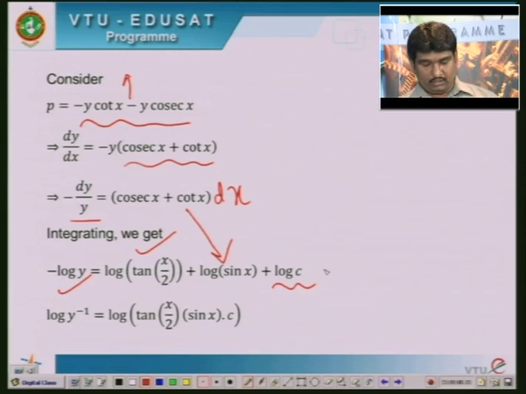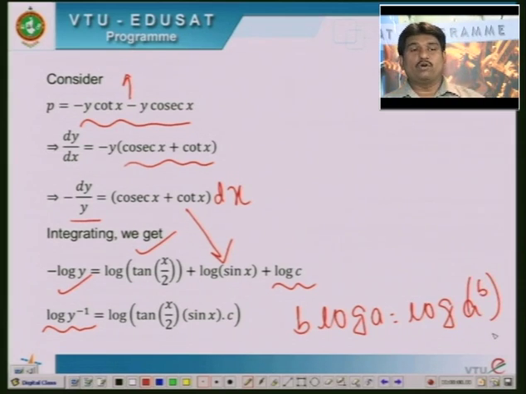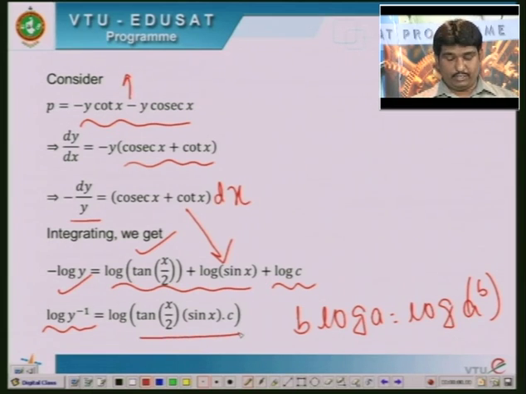You can take it as log c so that I can easily get y. Now I have used properties of logarithm here. Minus log y can be written as log of y to the power of minus 1, because of this result, b into log a equals to log of a to the power of b. So it is log of y to the power of minus 1 equals to, now properties of logarithms, log a plus log b plus log c equals to log of ab into c.